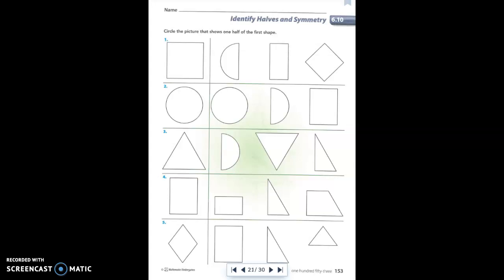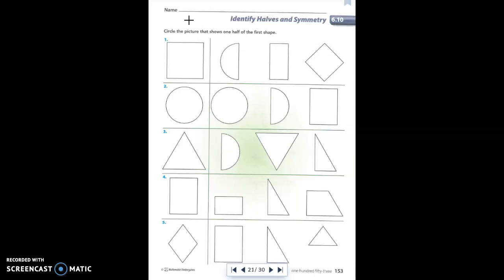Hello, please take out your Maths Lesson 6.10, pages 153 with 154 in the back. Today we're talking about halves and symmetry. So symmetry is just a fancy word for dividing something in half perfectly.